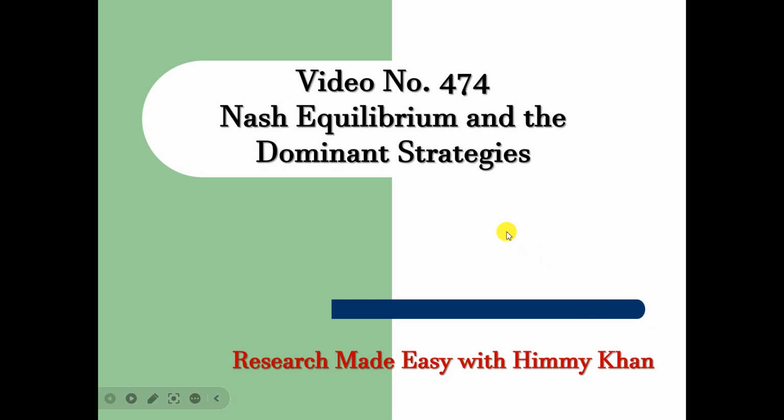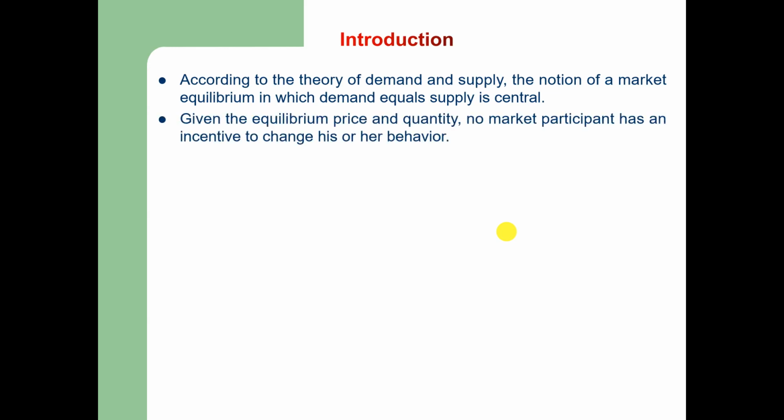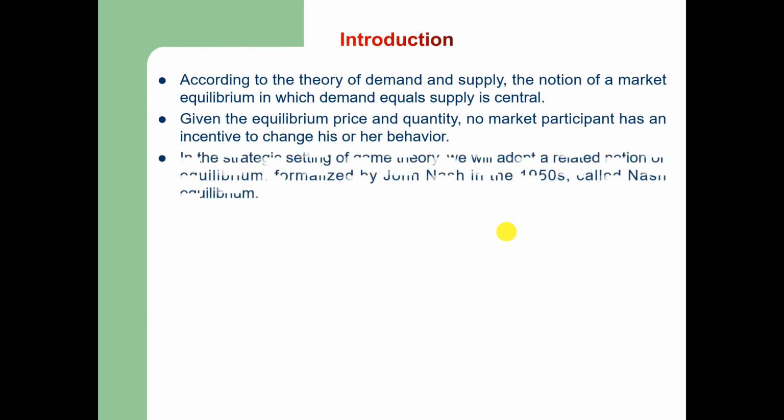So, let me start with a basic introduction to the equilibrium in the market. According to the theory of demand and supply, the notion of a market equilibrium, in which demand equals supply, is central. Given the equilibrium price and quantity, no market participant, that is the buyer or the seller, has any incentive to change their behavior because the market is in equilibrium and the equilibrium price and quantity have been determined.